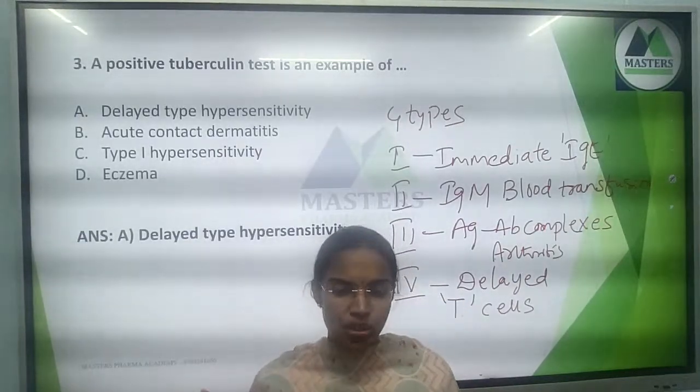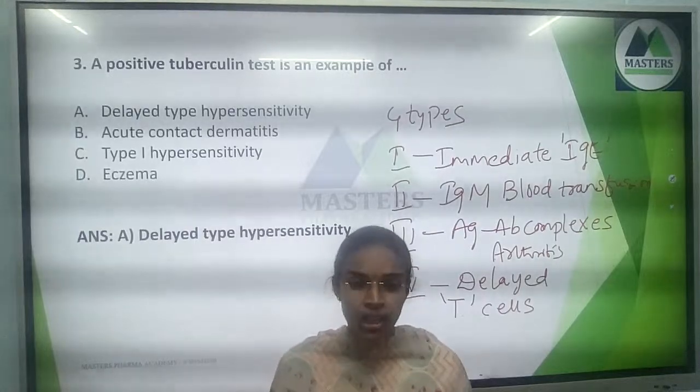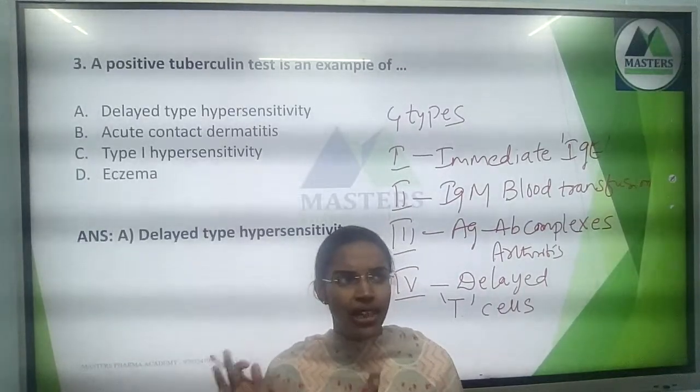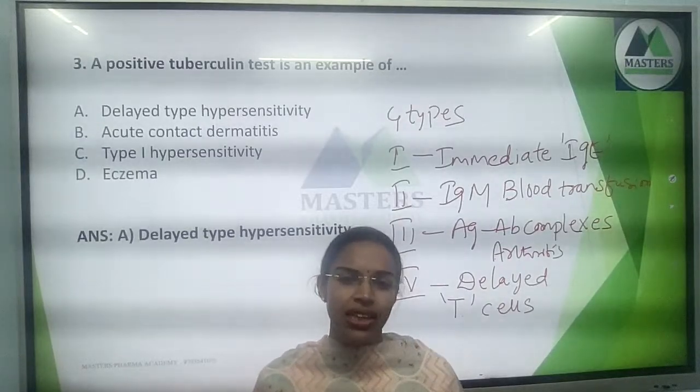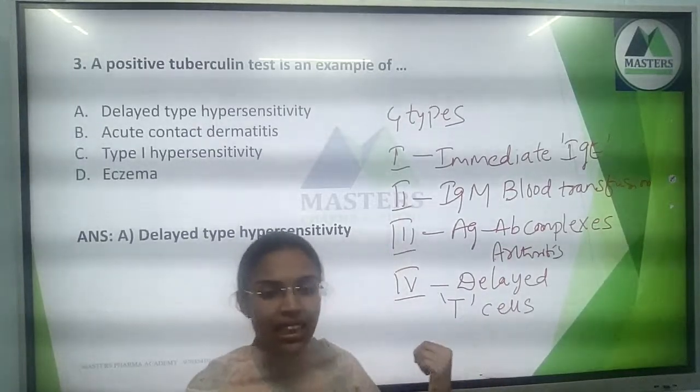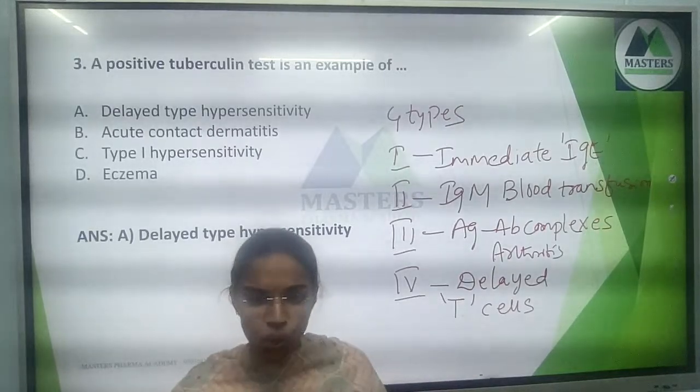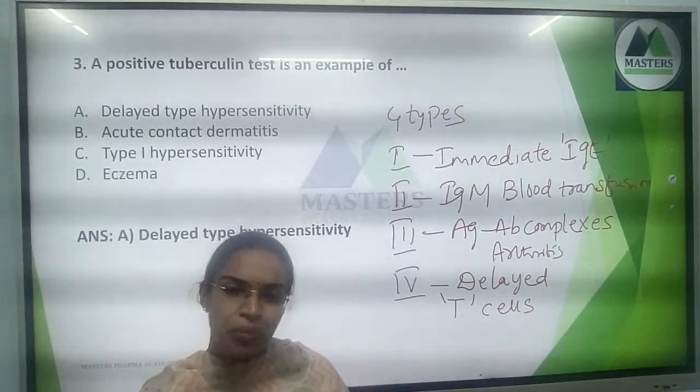Rejection reactions in case of transplantations, organ transplantations, grafts. So we usually observe some kind of rejection reactions. That is an example of delayed type of hypersensitivity. It usually takes some days for the reaction to occur.